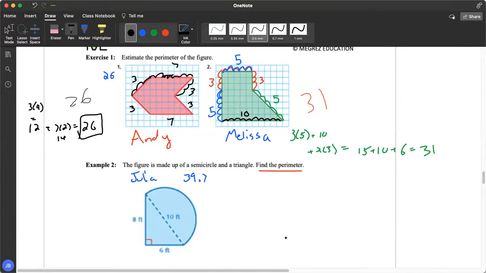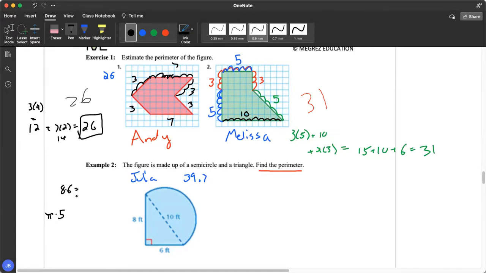Okay, so I did 6 times 8, which is 48. Then I divided by 2, which is 24. And then I set that aside. And then I did pi times 5. And then I got 15.7. And I added that to 24. And I got 39.7.